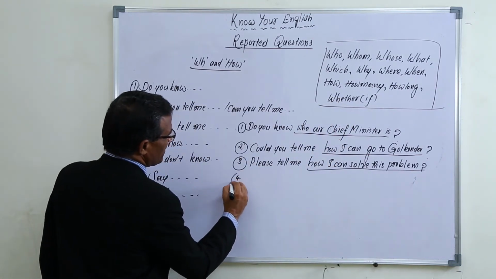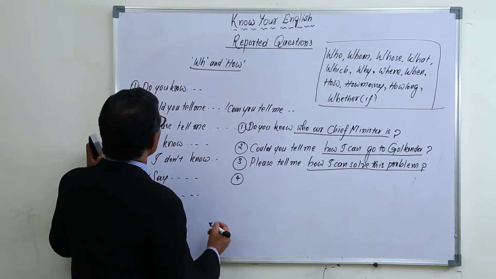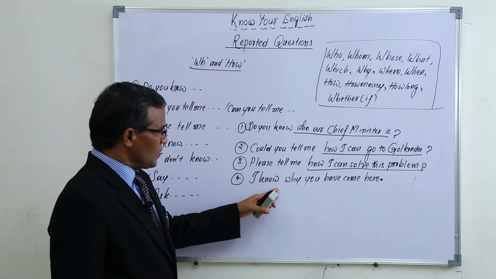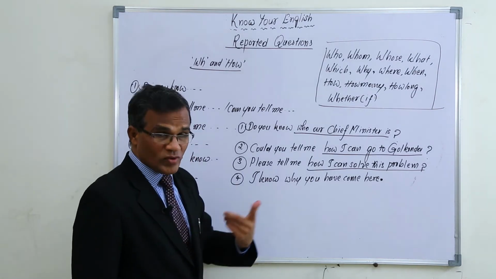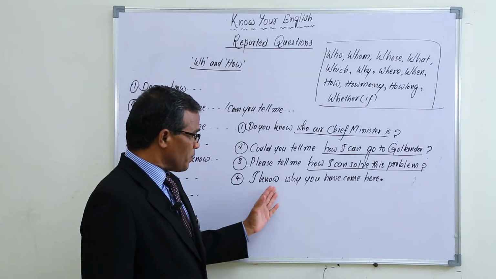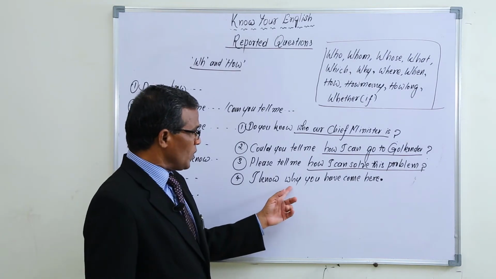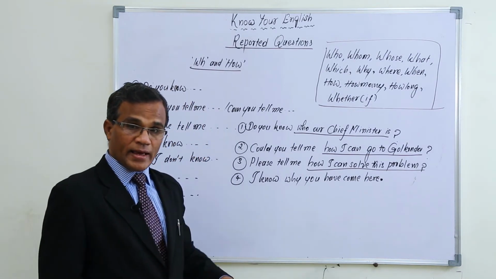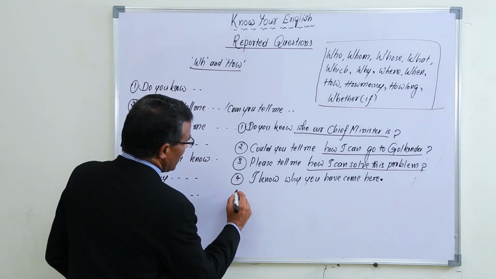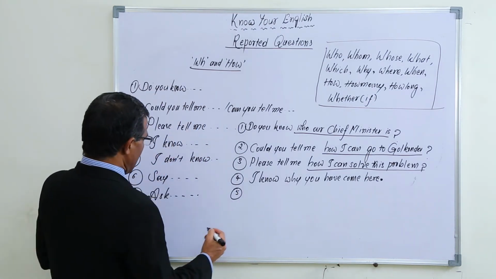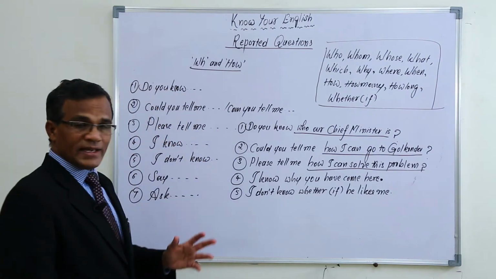And in the same way, for example, I know why you have come here. The real question is why have you come here. But when it is a part of a longer sentence, I know why you have come here. Instead of have you come here, you have come here. So like that. And in the same way, I don't know whether he likes me.